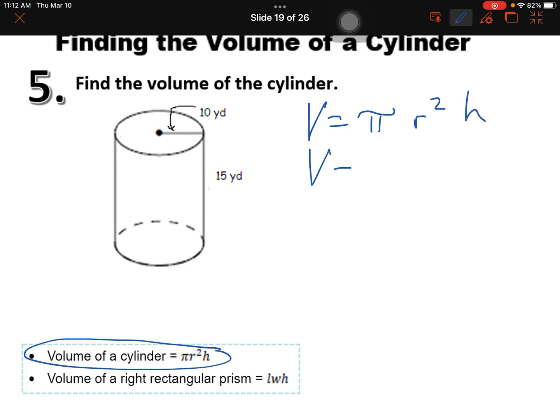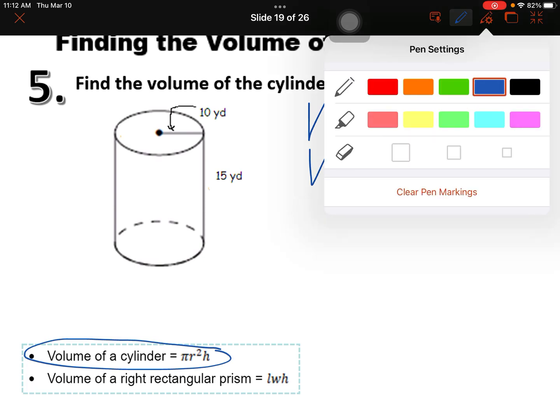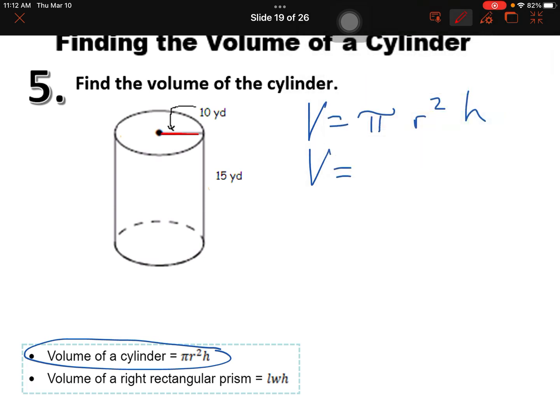So I look at my picture, and in the picture we have 10, which this line goes halfway, which is our radius. So I'm going to have pi. My radius is 10. And the height always connects your bases, even if this cylinder is laying on its side. The 15 would be our height.